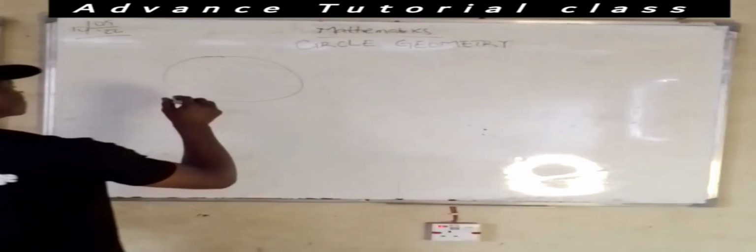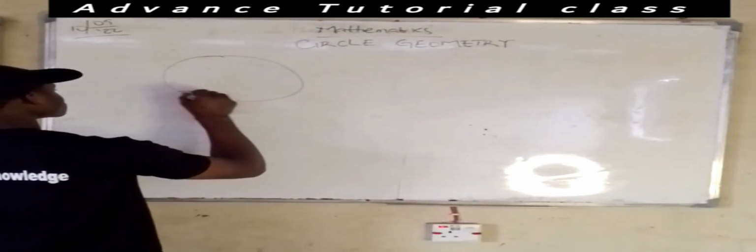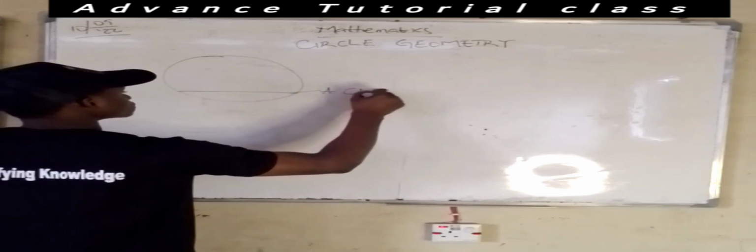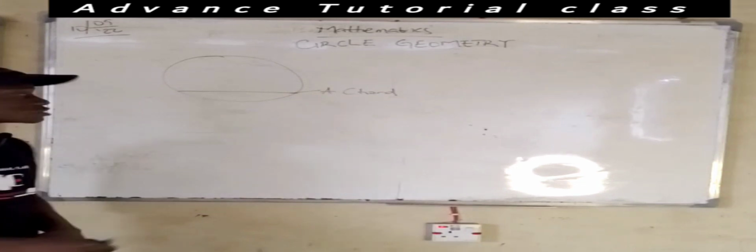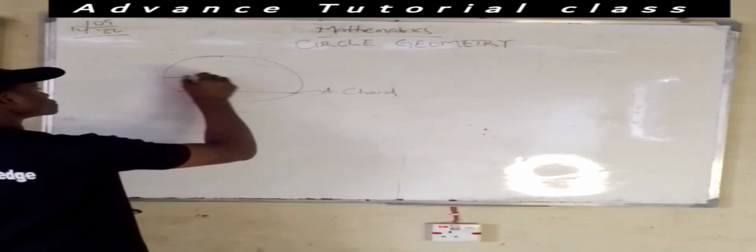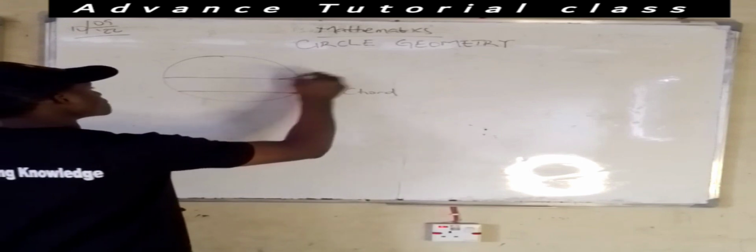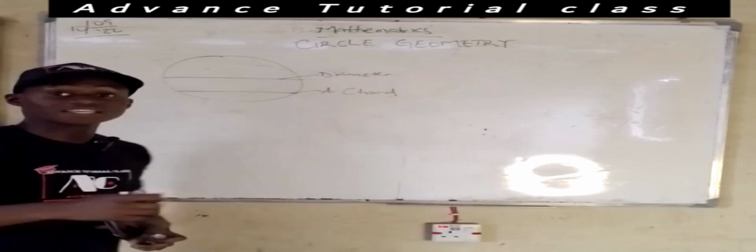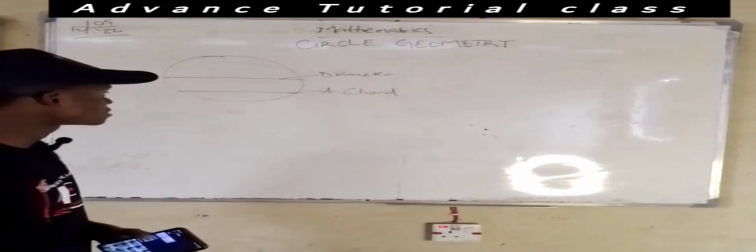We're doing circle geometry in mathematics. The circle can be divided into many parts. For instance, when I put a line from any point of the circle to another, that line is known as a chord. But when that chord passes through the middle of the circle, it becomes a diameter, meaning that it divides the circle into two equal parts.